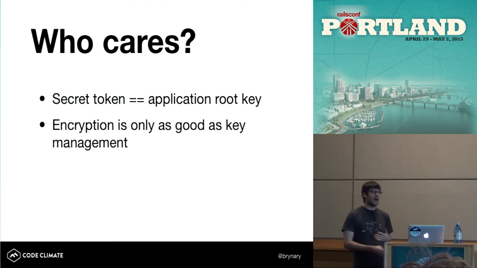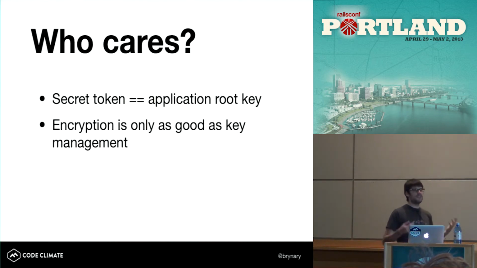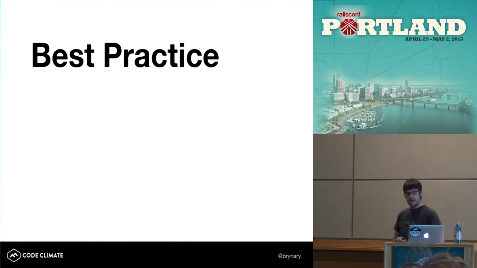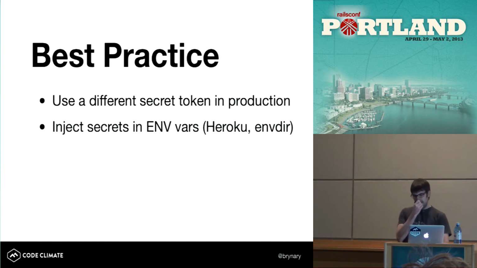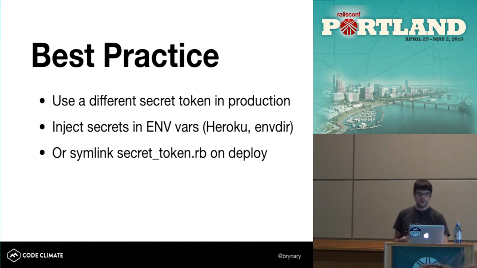So if you have that copied on, say, I don't know, 50 developers' laptops strewn around New York City, that would be bad. Because if somebody gets one of those, they can use that secret token and start forging sessions and break down all your controls. So as a best practice, you need to use a different secret token in production than you use in development. That's a bare minimum. You can inject that via an env var. Heroku makes this very easy. You can use utilities like envdir to build a system like that yourself. Or you can symlink the secret_token.rb on deploy if you have a standard Capistrano-based configuration.